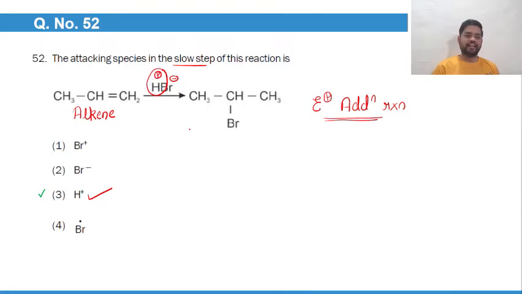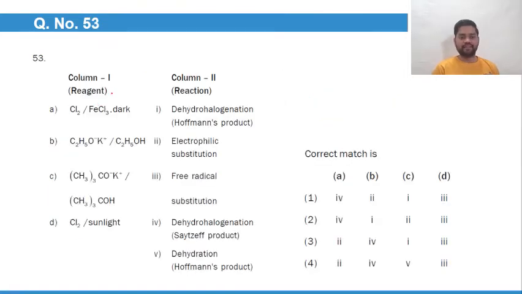53. Column 1 reagent, column 2 reaction. Chlorine in the presence of FeCl3 and dark condition. Dark condition means no free radical is going to form. FeCl3 acts as a Lewis acid, right? That means it is going to prepare a chloronium ion, that is halonium ion, and hence it will be acting as an electrophile. So it's an electrophilic substitution reaction, which I can find in option number 2.